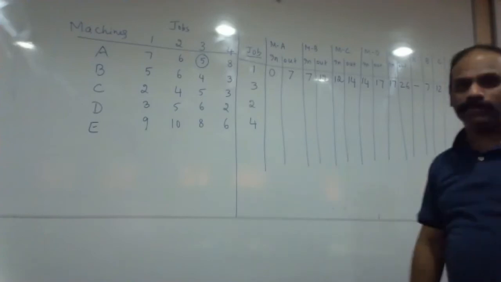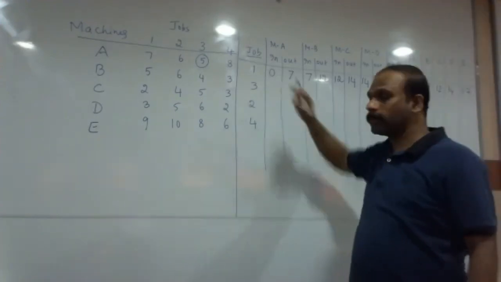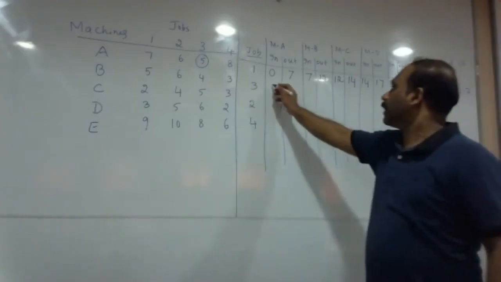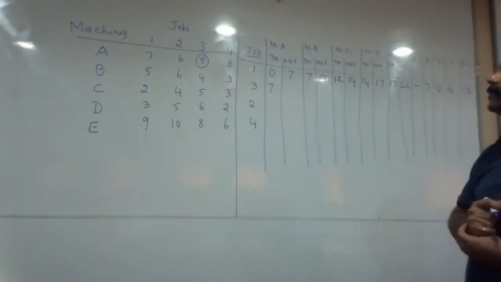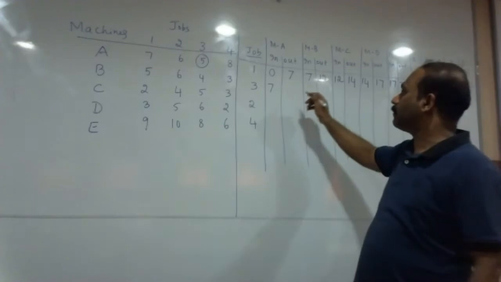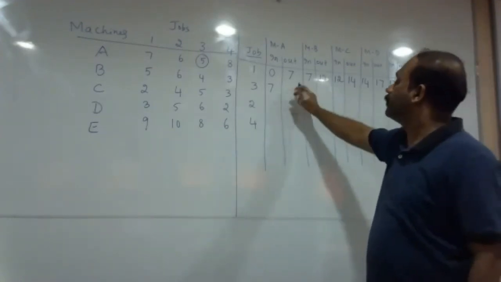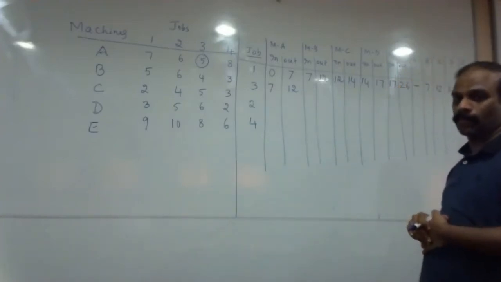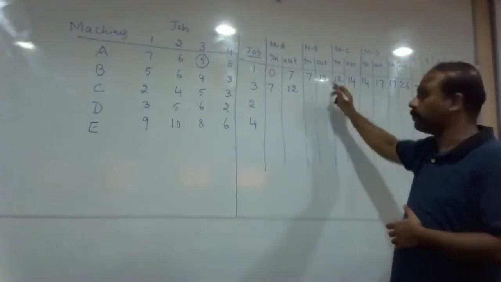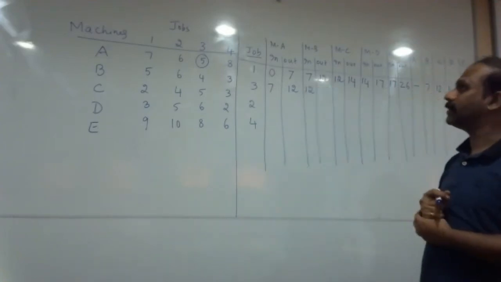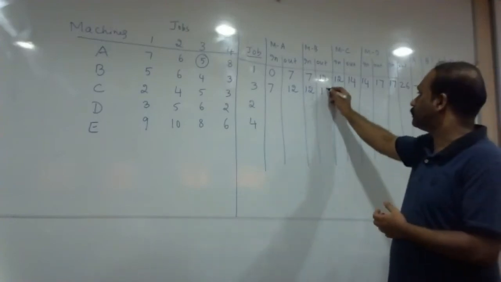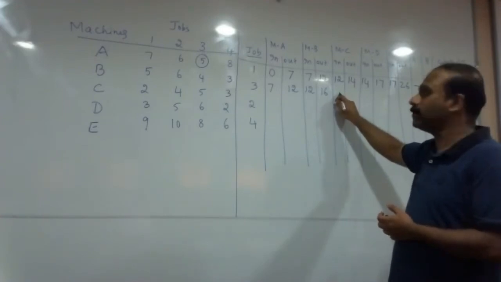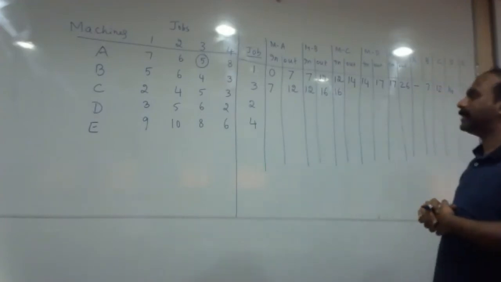Now we'll move on to the second job, that is job number 3. Can you tell me what time job number 3 should start? 7. Good. And what time will it end? 12, because 7 plus 5. Now what time should the next job start? 12, because you should always see the previous value. Very important. And what time will it finish? 16. Now can I start at 16 here, or should I start at 14? 16. Very good. And what time will it complete?